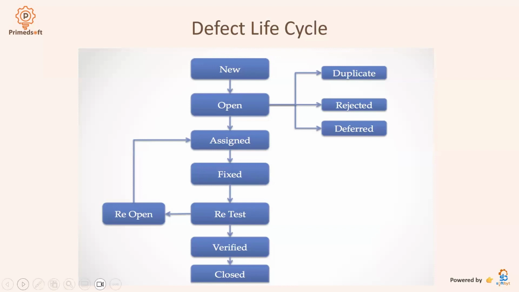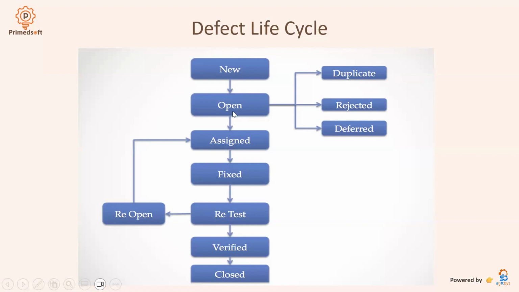So that is what you have here, new. Once it's been changed to new and it's been accepted as a bug, it changes its status to what? Open. Now the status has changed to open. Once it's open, someone will go and look at it and ask, is this a duplicate bug? If it's a duplicate bug, it gets deleted, and the life cycle ends. Or it gets rejected, or it gets deferred.